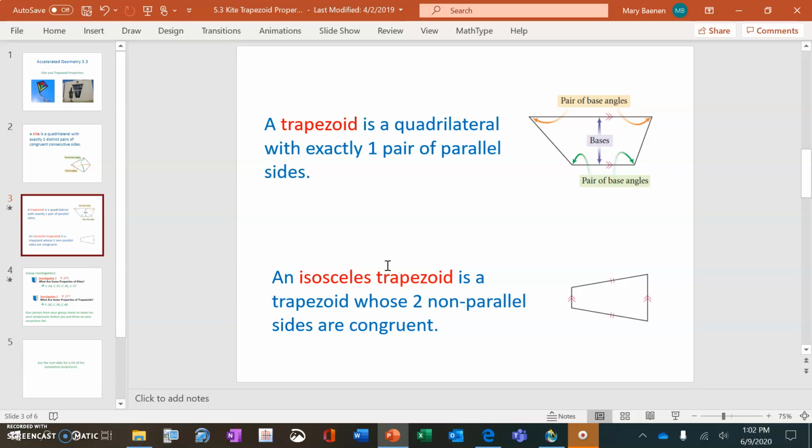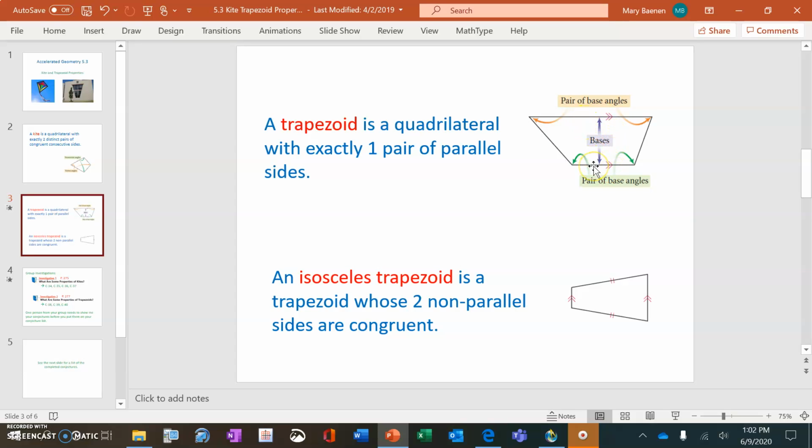a review of some terms. A trapezoid is a quadrilateral, 4-sided figure with exactly 1 pair of parallel sides. It does not have 2 pairs of parallel sides, just 1 pair. Now I have to tell you, some geometry books do say that it could have 2 pairs, but our geometry book and many others just say it has to have just 1 pair of parallel sides. So here are the parallel sides.